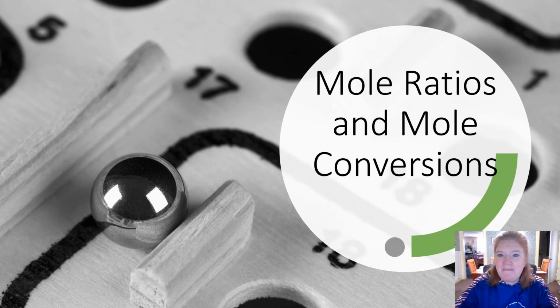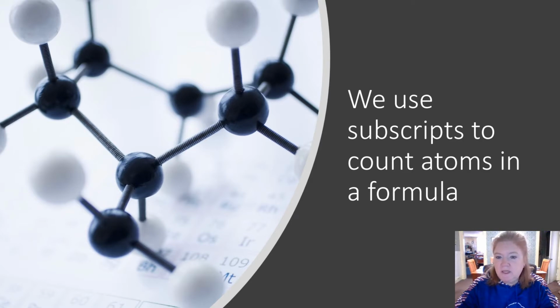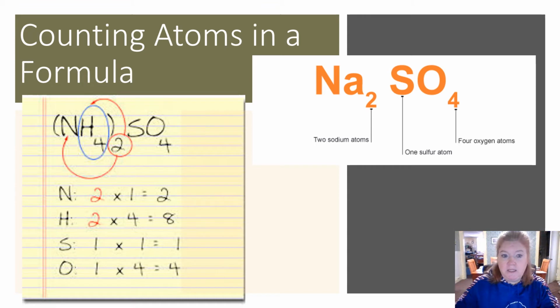All right, it's time to talk about mole ratios and mole conversions. Some things to remember. So you should already know this. We use subscripts to count atoms in a formula, like this. Okay, so this 4 means there's 4 oxygen.